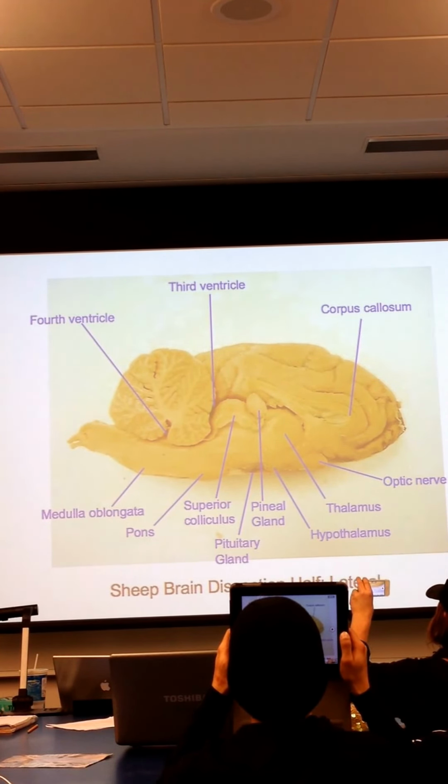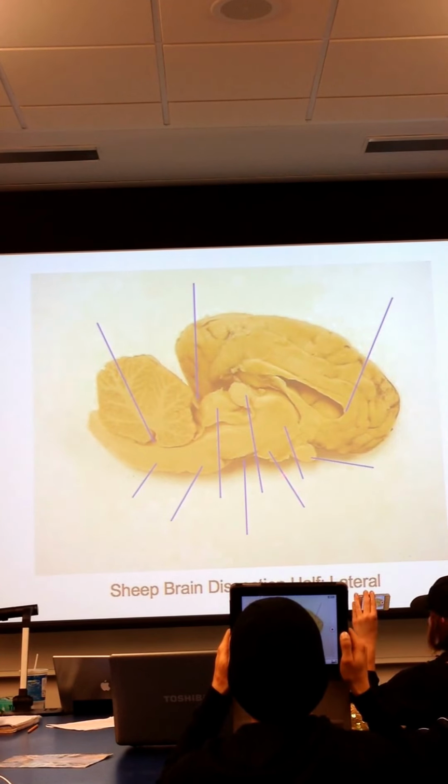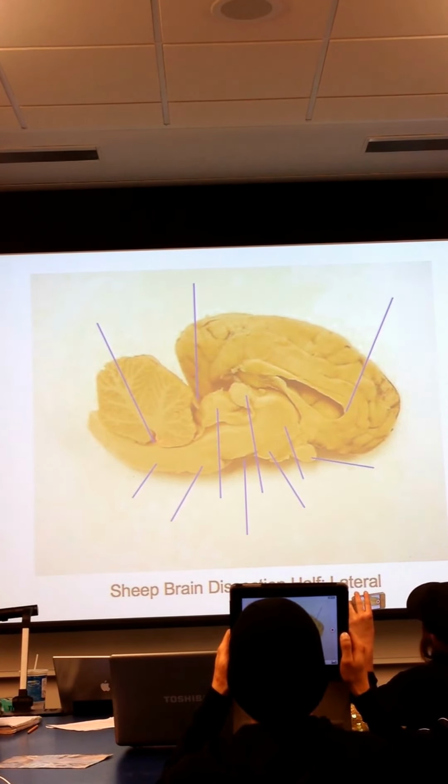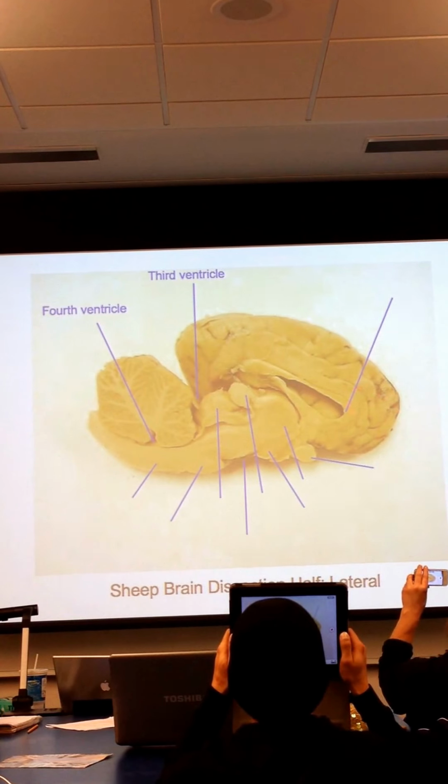I think we got one more of this had a sheep brain. Okay, so another swooshed in one. What's this guy? Fourth ventricle, third ventricle, corpus callosum, and this one actually shows you the lateral ventricle. That opening there.